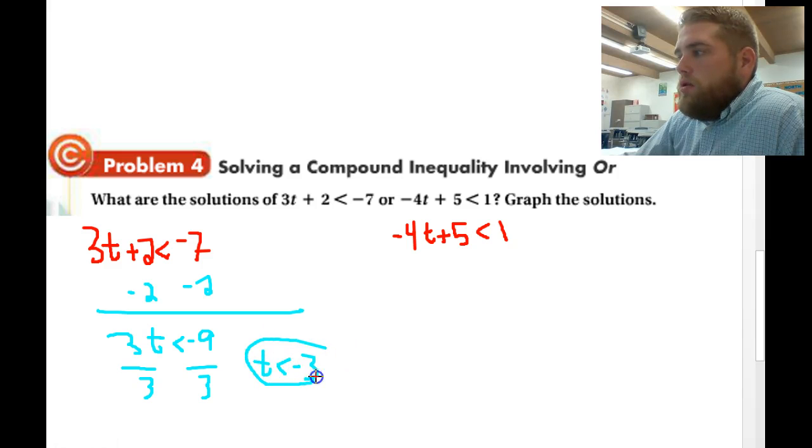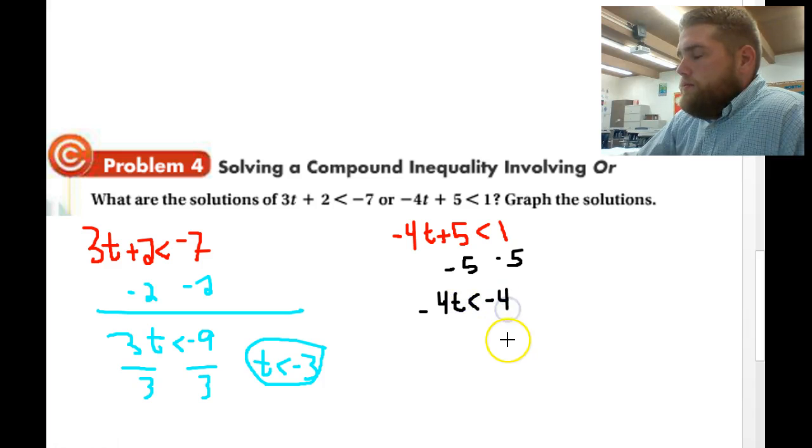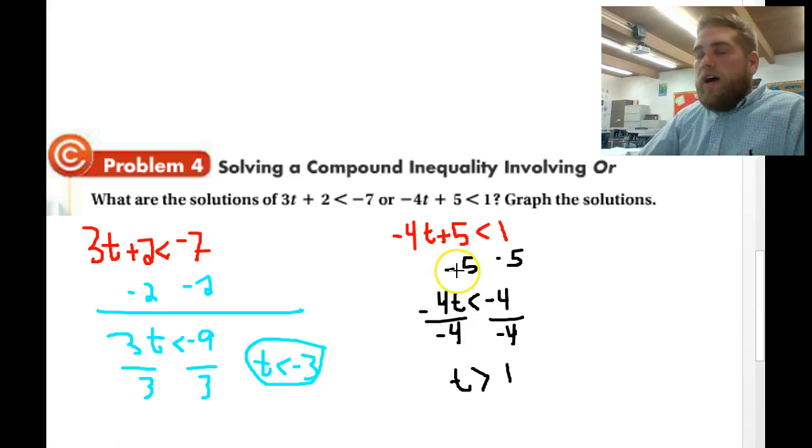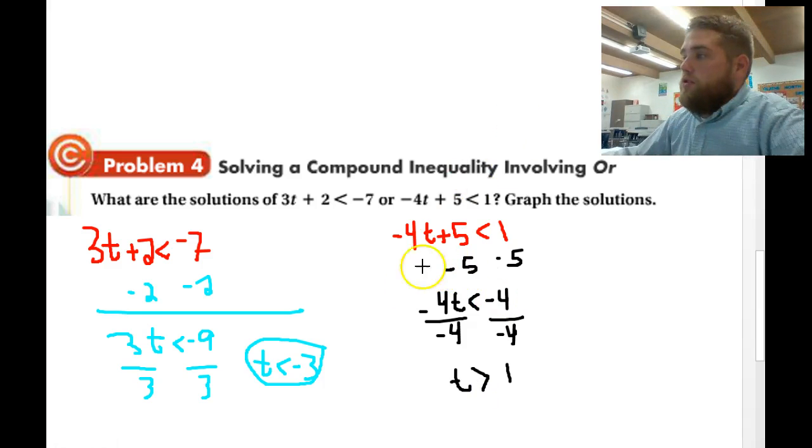Okay, so there's one of my equations. And then on this equation over here, we subtract 5, so -4t, okay, less than -4. Now we divide by -4, and what happens when you divide by -4? Well, we get t, we get 1, but we have to flip our sign because we divided by a negative. Flip your sign when you divide by a negative.